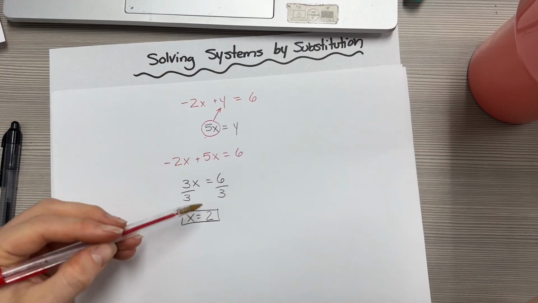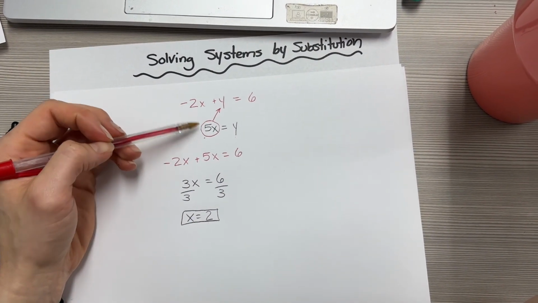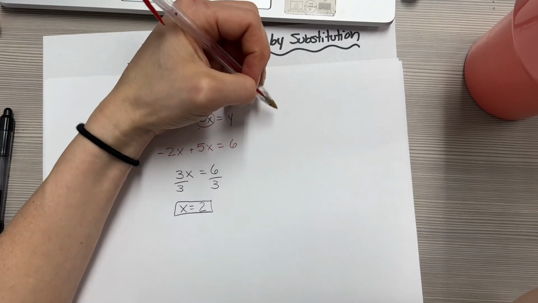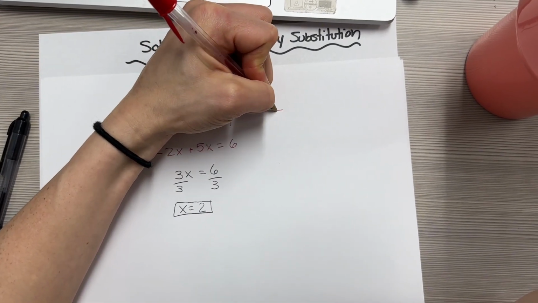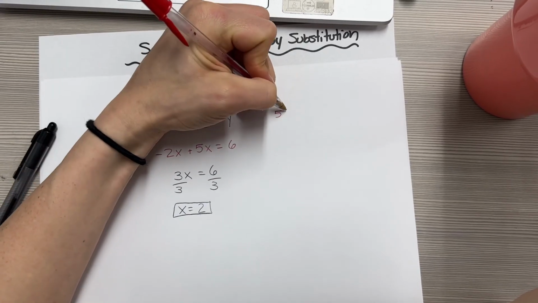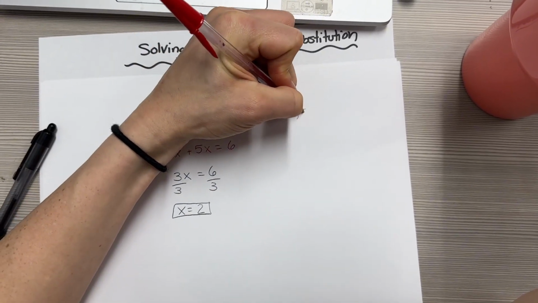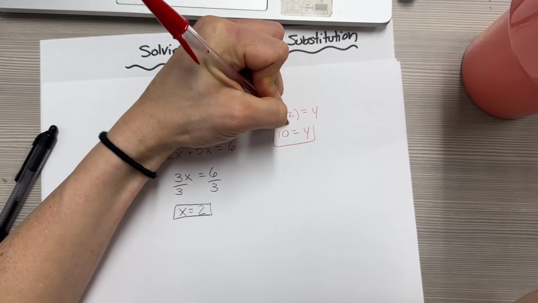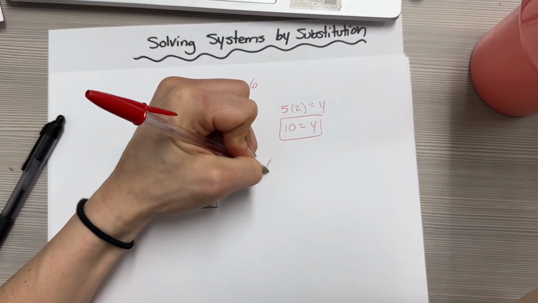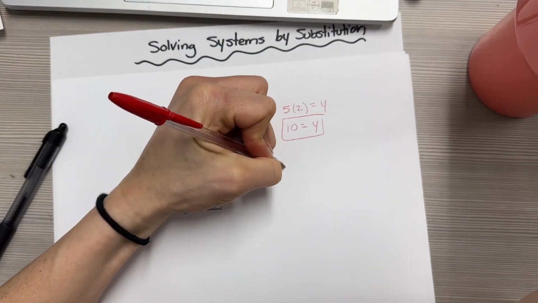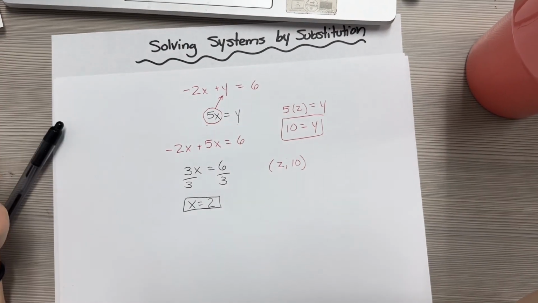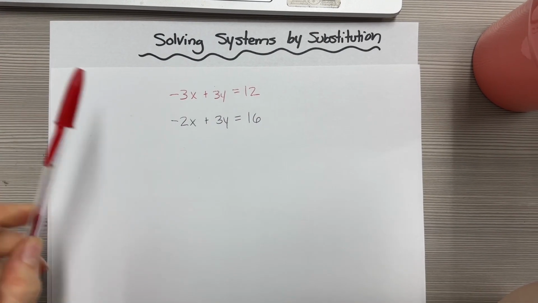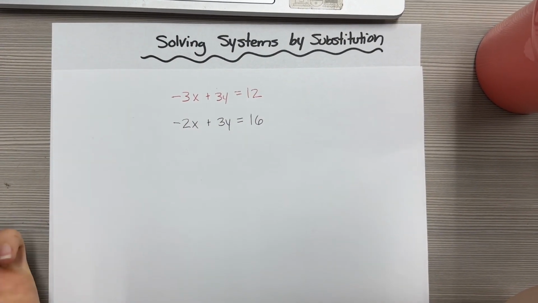So I can take this 2 and I can put it into either one of these equations. It does not matter. I'm going to go ahead and put it into the second one and see what happens. So we know x is 2, so I'm going to rewrite 5 times 2 instead of the x. That is equal to y. So 5 times 2 is 10, which means my y is going to be 10. So the solution to this system will be x is 2, y is 10.